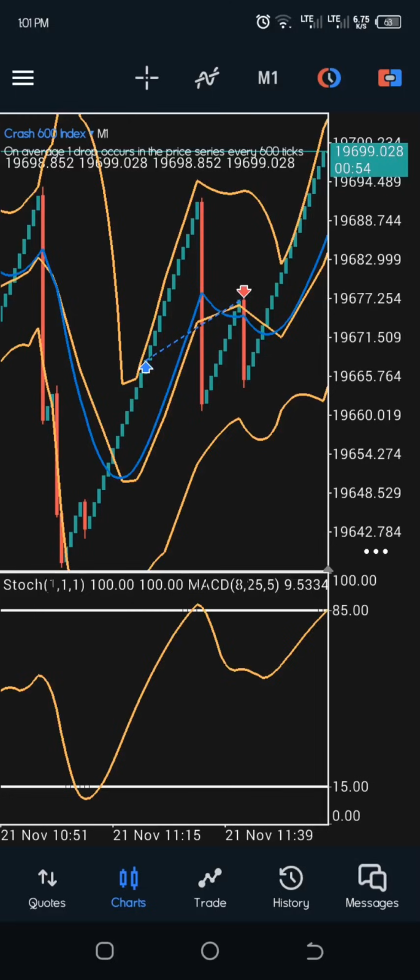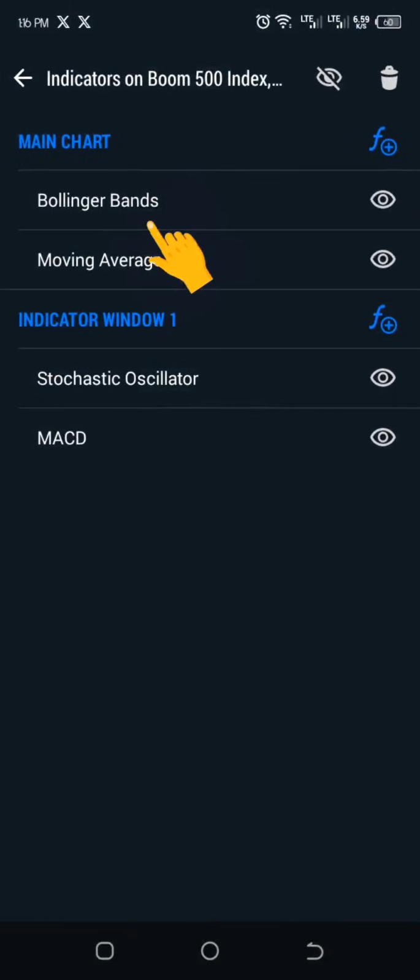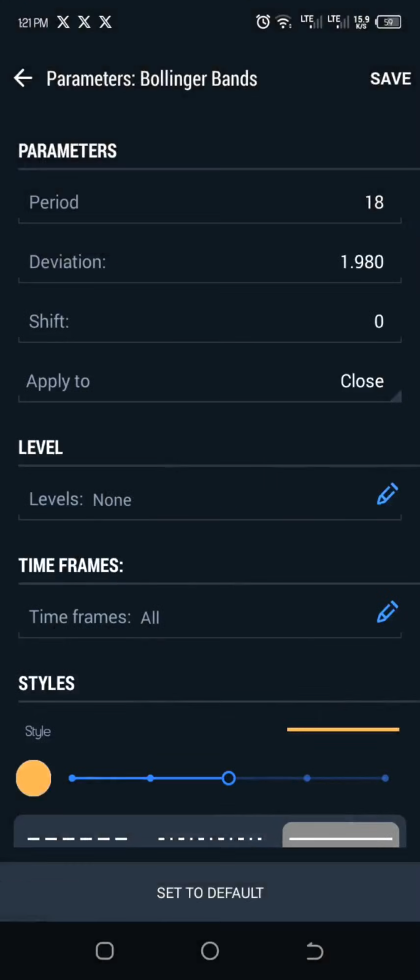Okay, so let's talk about the settings for the strategy. First thing you want to do, just go to this icon you are seeing at the top. When you click on this icon, the first indicator you are going to be adding is the Bollinger Bands. We click on main chart F plus, search for Bollinger Bands, and these are the parameters. The period is 18, the deviation is 1.980, shift is 0, apply to close, and for the style use any color of your choice and click on save. So that is the first indicator.